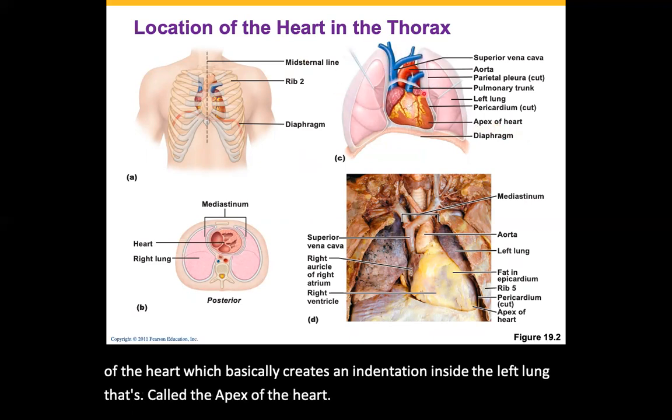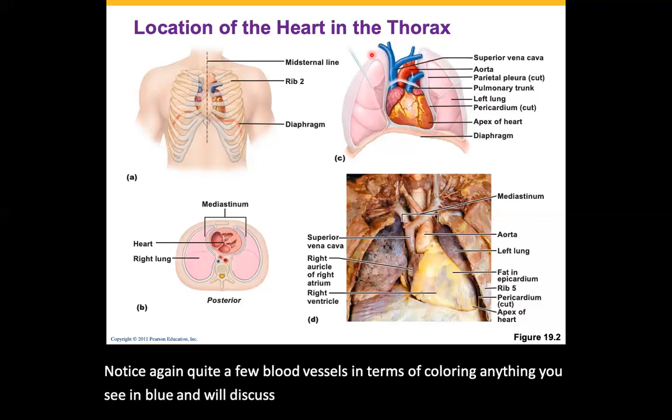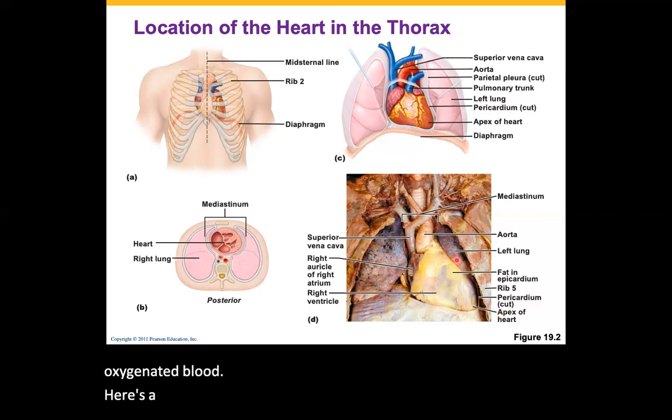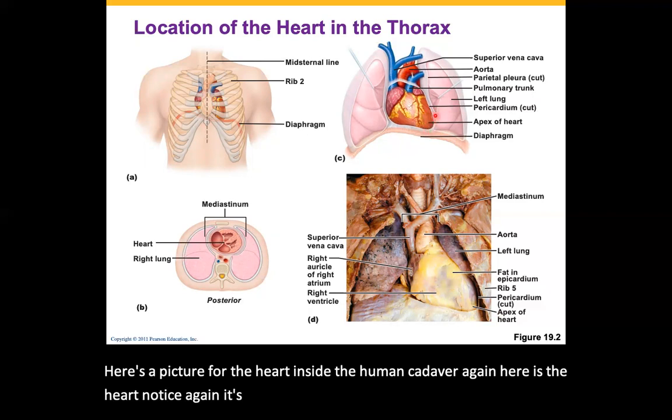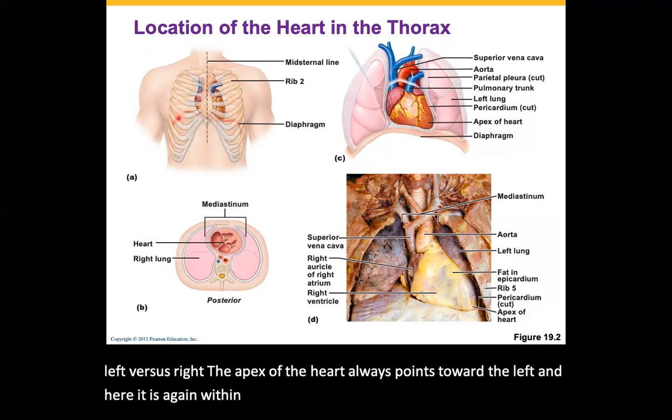Notice again, quite a few blood vessels in terms of coloring. Anything you see in blue, and we'll discuss them over and over, is carrying deoxygenated blood, and anything depicted in red will be carrying oxygenated blood. Here's a picture of the heart inside the human cadaver. Again, here is the heart. Notice again, it sits sideways. A good way for you guys to recall left versus right: the apex of the heart always points toward the left. And here, within the thorax, it is protected by the rib cage as well as the sternum.